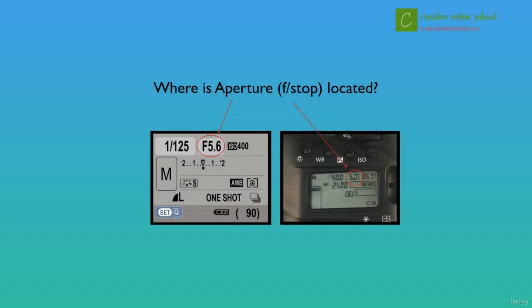So where is your aperture? If you're looking at the back of your camera, it should look something like the visual on the left, with an F in front of the number. With a semi-pro or pro camera, you may only be able to see the top view. In the top view, you'll see that it's always to the right of your shutter speed and may or may not have F noted beside it.